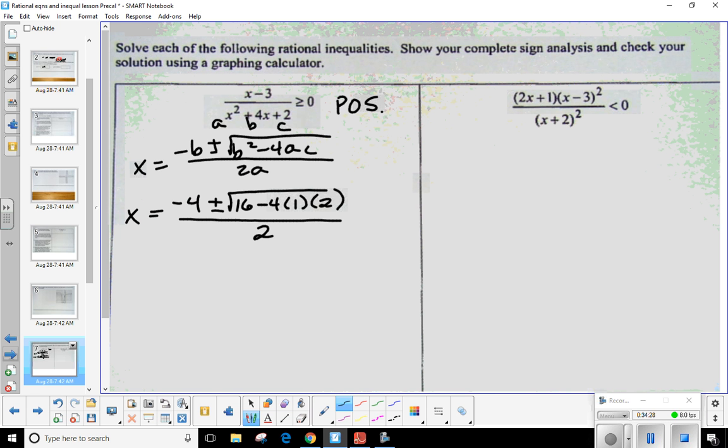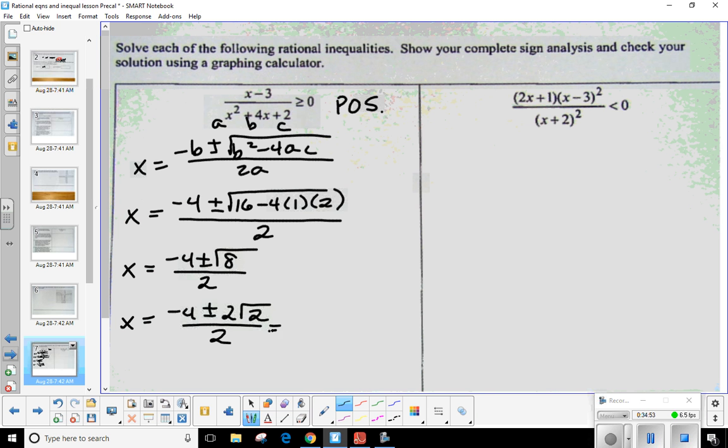Okay, so let's see. I'm going to have x equals negative 4 plus or minus the square root of 16 minus 8, which will give me 8, over 2. So what would the square root of 8 be if I were to simplify it? 2 square roots of 2. Very good. And all this is over 2. So you'll notice this can still be simplified because both numerators have a common factor with the denominator. So I'm going to say this is negative 2 plus or minus the square root of 2.